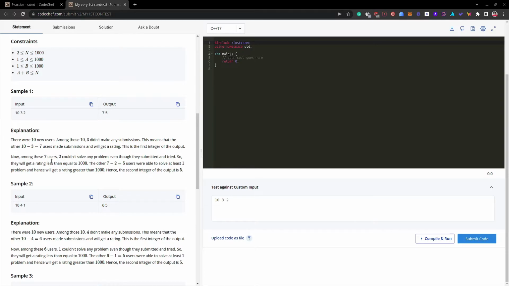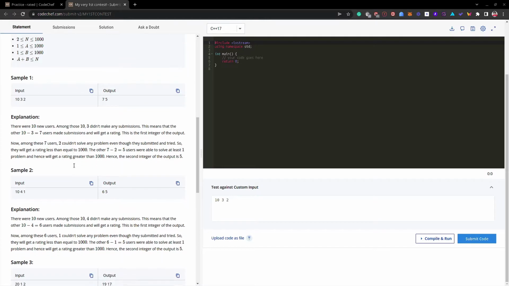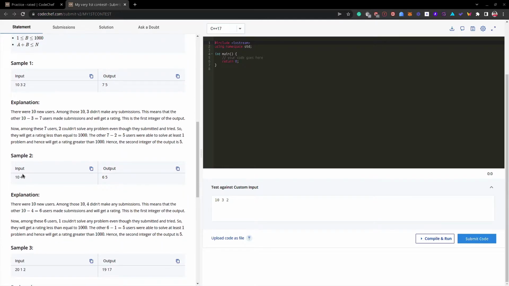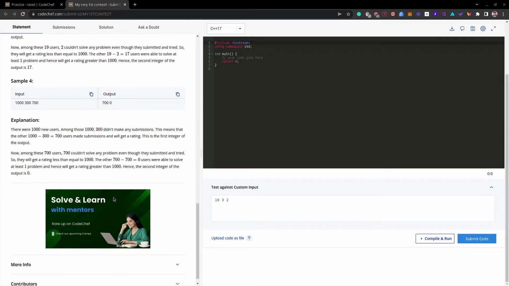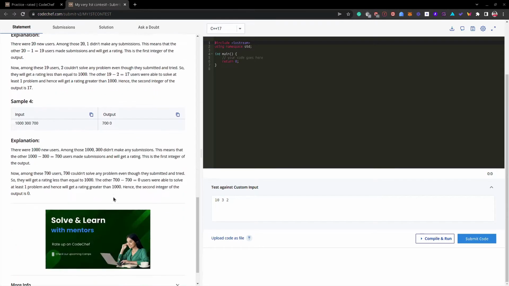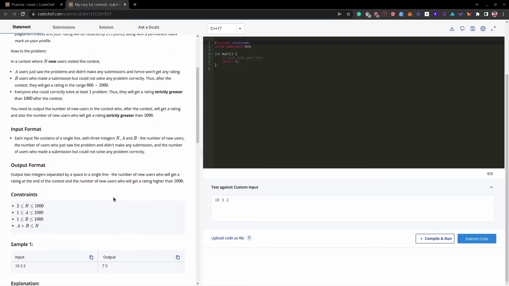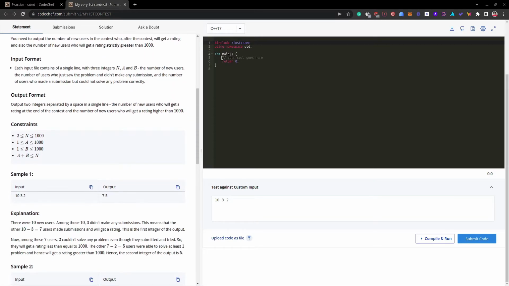Now among the 7 users, 2 couldn't solve any problem even though they submitted and tried, so they will get a rating less than or equal to 1000. The other 7 were able to solve at least one problem and hence they will get a rating greater than this. So it's like 10 minus 4, it will be 6, minus 1, 5, and that's it. I hope that's it. It's just a simple subtraction. I think nothing more than that.